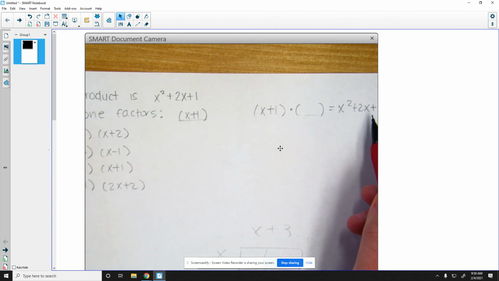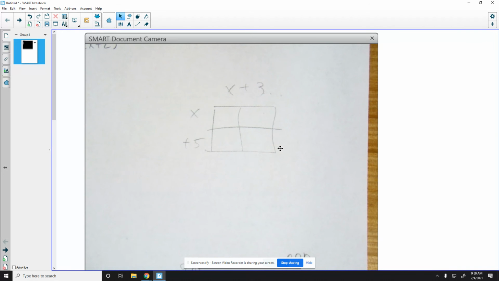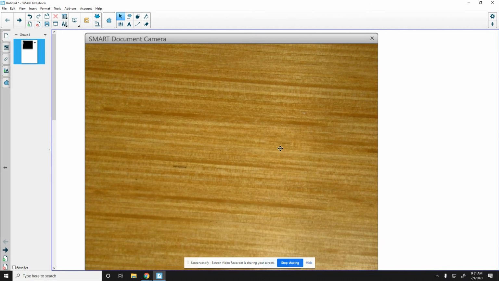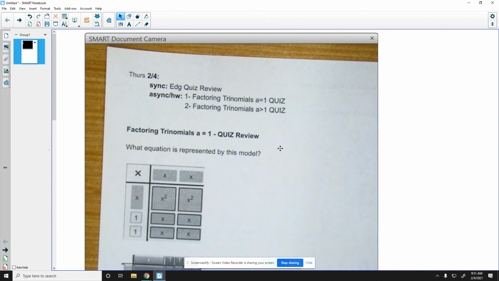Or distribute, yeah. Or do Grayson's favorite method, which is the box method right there. You could do that too. I just wanted to show you that because I feel like the wording you might not have gotten, but math-wise, it's super simple.